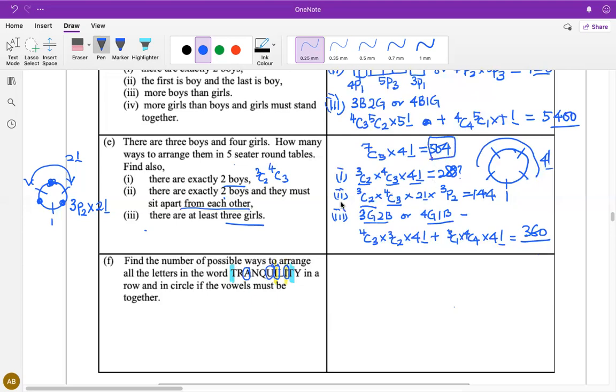The other way to do number 2 is we subtract the 2 boys together. So that means the 2 boys and then the 3 girls. So this is 3 factorial times 2 factorial, times 4C3 times 3C2. Let me check, correct or not. It's 144, you subtract from 504, so you get 360.